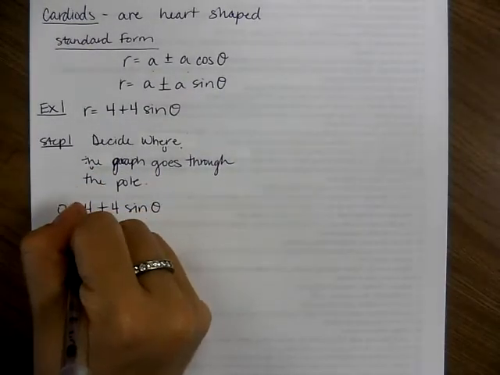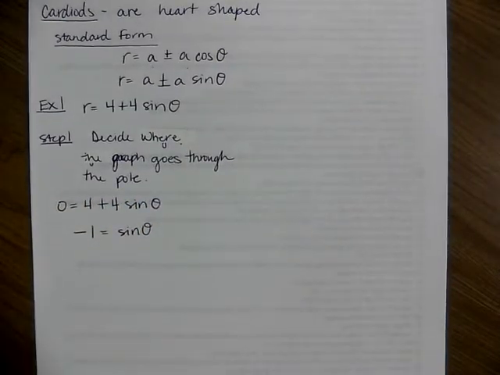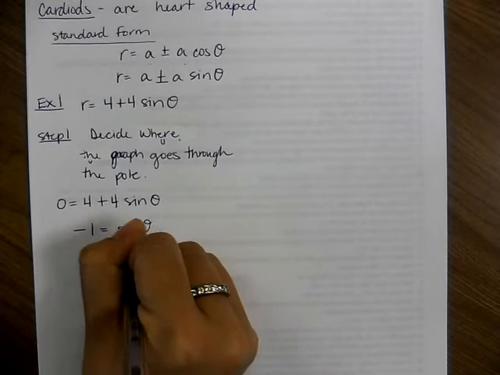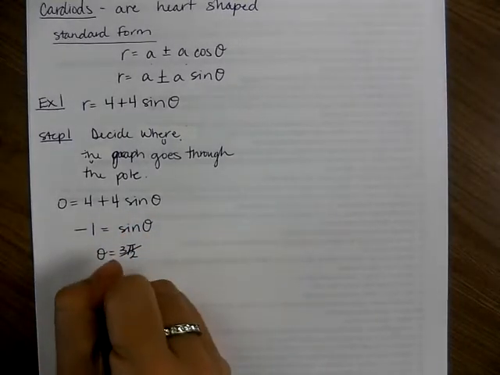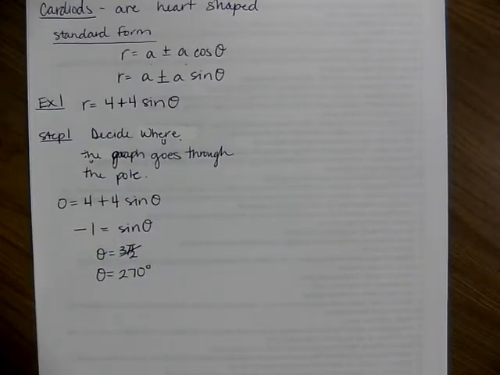Okay, so subtract over the 4, divide by that positive 4, and you're going to get negative 1 equals the sine of theta. Okay, so now where does sine equal negative 1? Thank you, 3 pi over 2. So I did say I was going to do degrees, didn't I? Let's do that. Let's just flip-flop it to degrees. So 270 degrees. Okay.